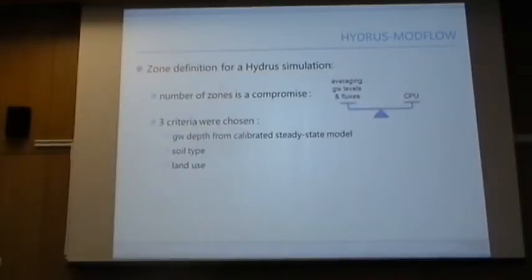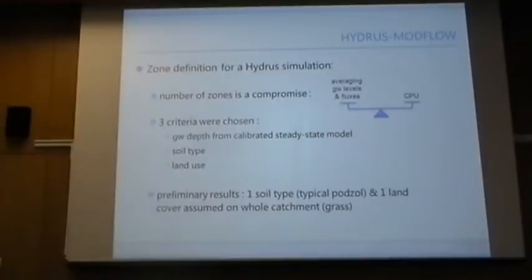At the start of the exercise, we defined three different criteria. The first criterion was the groundwater depth that we obtained from the calibrated steady-state groundwater flow model. The second criterion was the soil type, and the third criterion was the land use. But in this exploratory phase of the study, we decided to use only one soil type, which is basically a sandy soil in that region, and one land use cover. We assumed that it was grass over the whole catchment. So that's a strong simplification, but we are still in an exploratory phase.